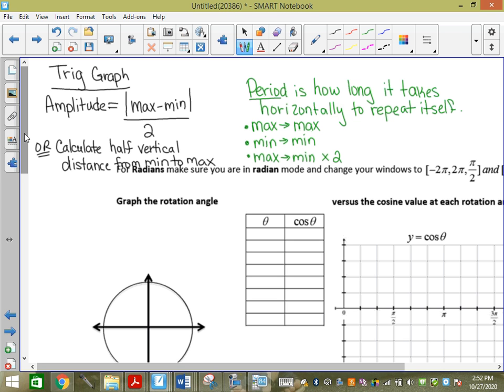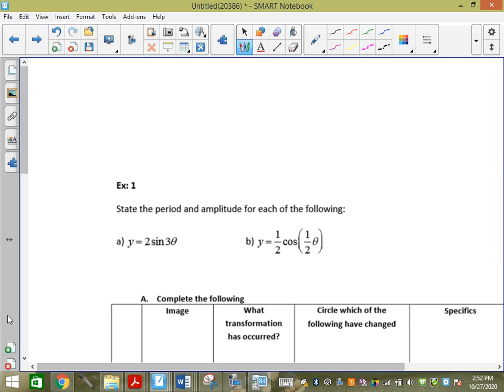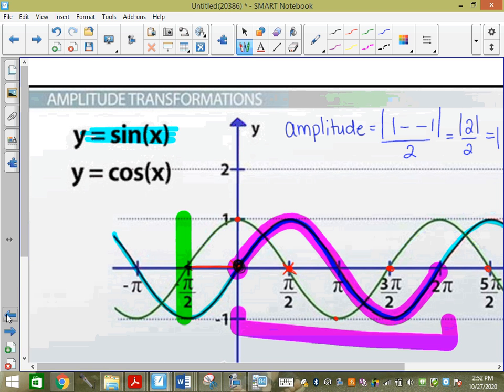So we're going to go back to the graphs just so I can show you. We'll come back to this in a second. If I go here, for this purple one that I did the period of, I actually started at the y-axis. I went past the max, past the min, and then I went back to that same height on the y-axis. So that's one way you can do it, which is what I did. That's the first way I showed you. I started at one place, went past the max, past the min, back to that same height. How long did it take me horizontally?